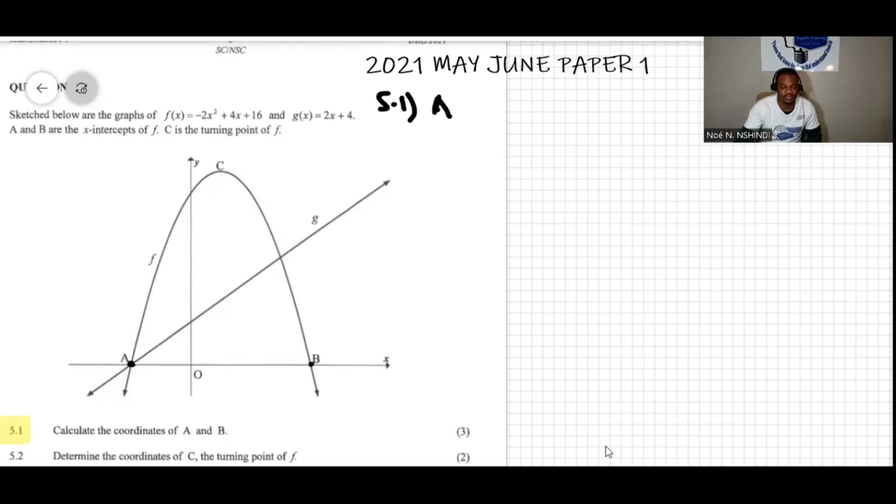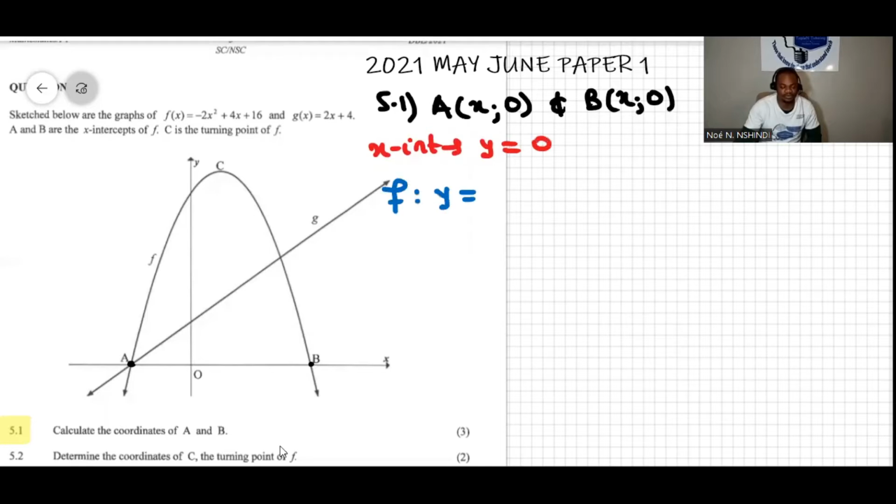The x-intercept assumes that y equal to 0. So if this is x and then there is 0, and then B is like that, x and then also 0. Now, the x-intercept, x-int, simply means that y equal to 0. So we're gonna set y equal to 0. So f of x is like y equal to negative 2x squared plus 4x plus 16. So we set y equal to 0, and then this will be negative 2x squared plus 4x plus 16.